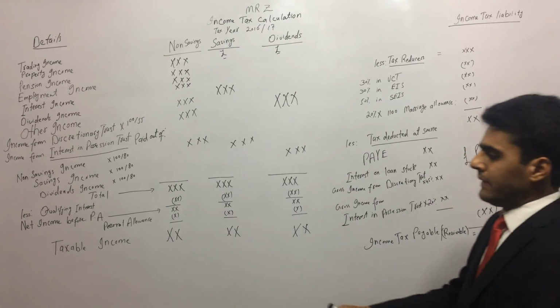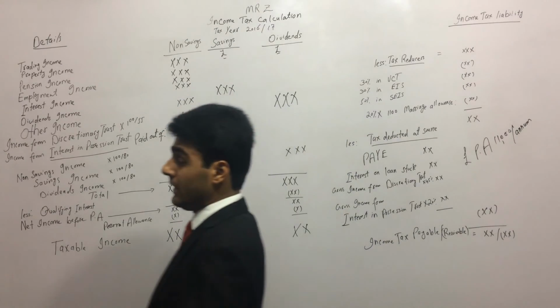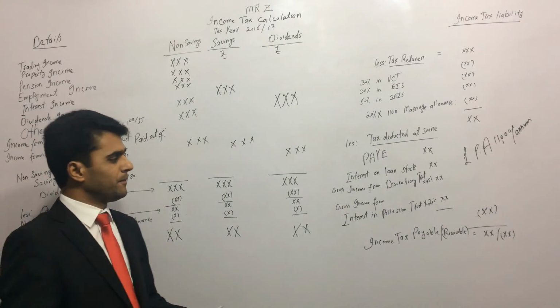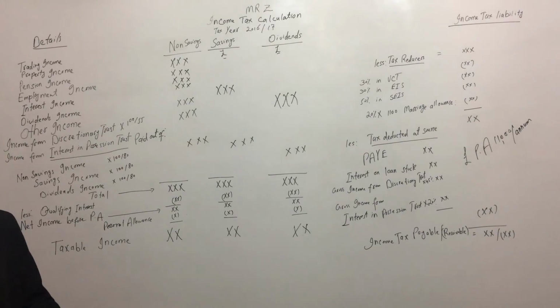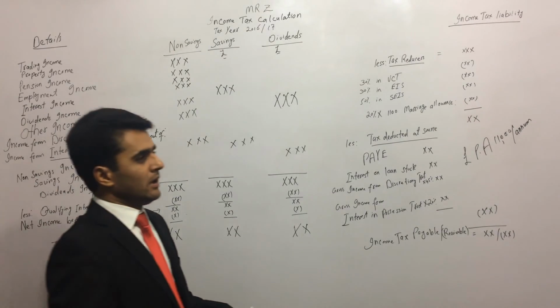In the previous lecture we finished till here, which is taxable income. Now taxable income is the income on which we have to pay tax. That is why it is called taxable income. Now how can we pay the tax?